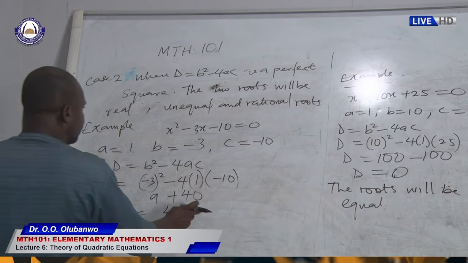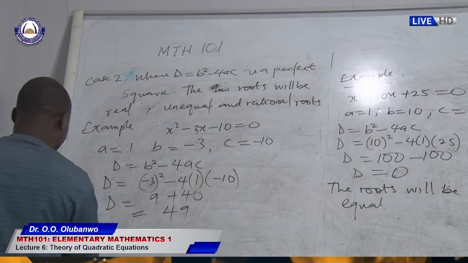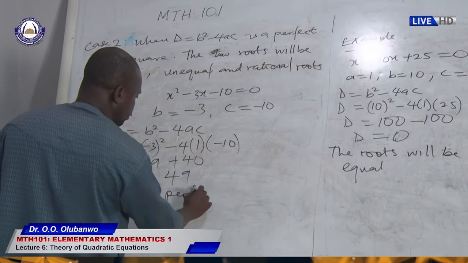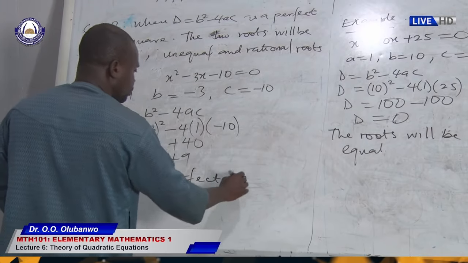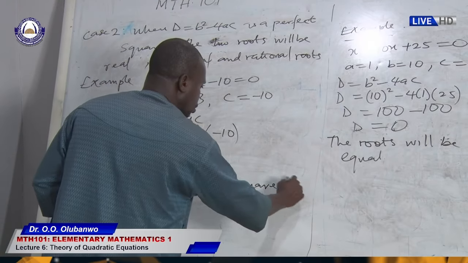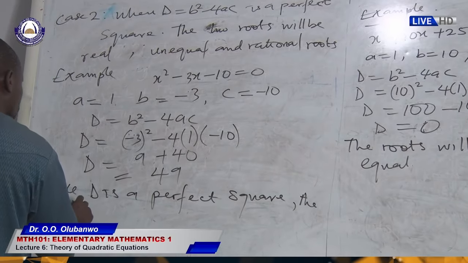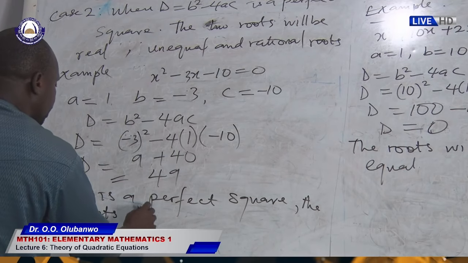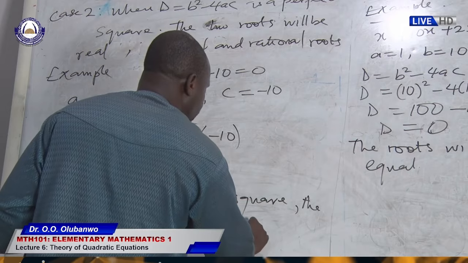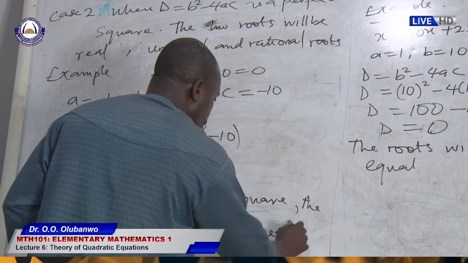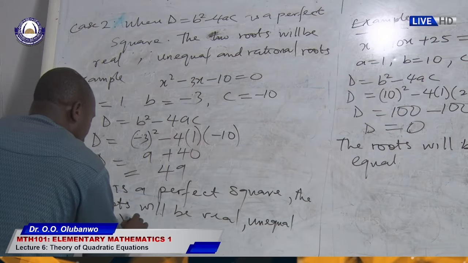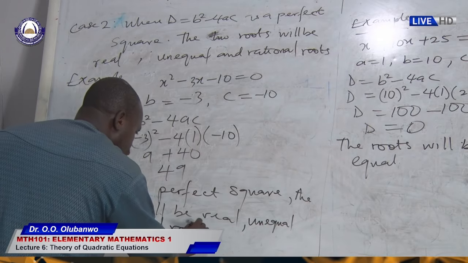So looking at this, since D is a perfect square, the two roots will be real, unequal (you can put these in brackets), and rational roots.